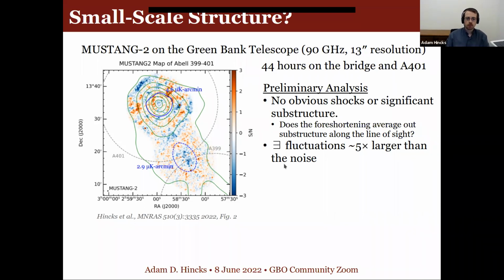Okay, another question. Can you make any conclusions from the Mustang 2 maps, or do you need deeper data?